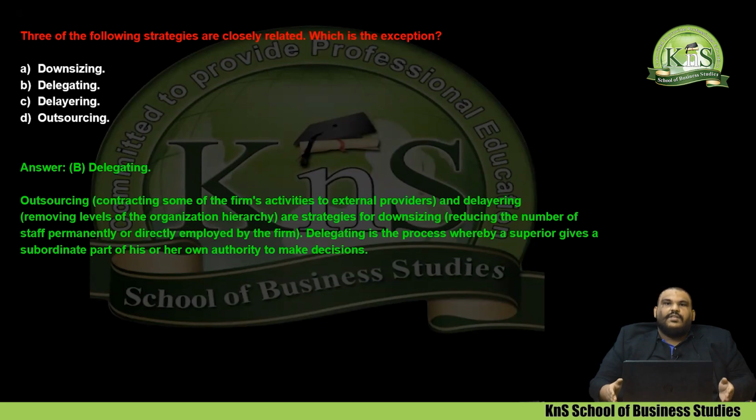Like if I have given some particular work, like maybe research and development, to an outsider company, I don't need a research and development department in my own business. So that department is mostly going to be shut down. So downsizing, delayering, and outsourcing are the same thing, but delegating is a bit different. I know it's a bit confusing, but I hope it's clear to you guys. If you have any questions, please feel free to ask, okay?